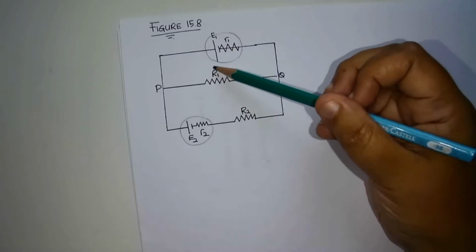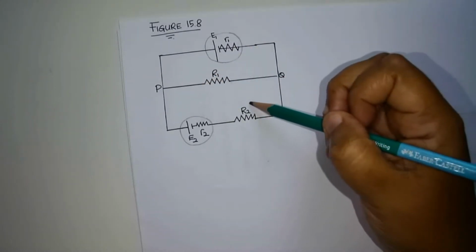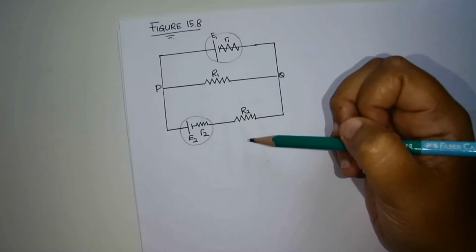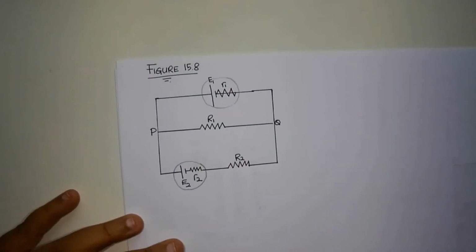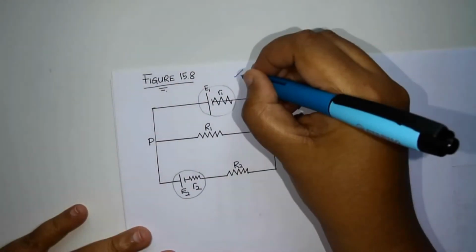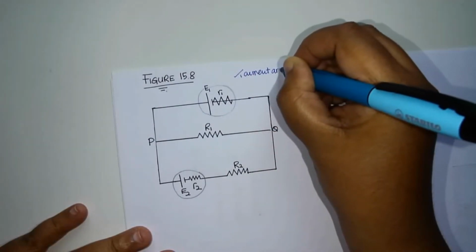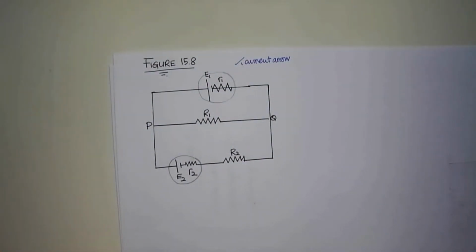Here we have an external resistor R1, and here we have an external resistor R2. If you see in figure 15.8, they have already drawn the current arrow for you. We're going to follow what the book has given, so that our answers can be the same.